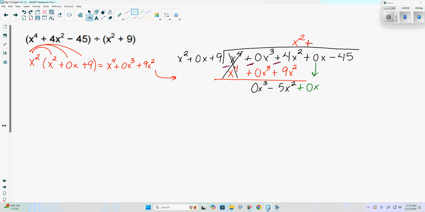Questions on this so far? Okay, we're going to repeat the process. What times x squared gives us 0x cubed? Well, we know we'll need an x, yes? And our number would be 0. Because the only way I can multiply x squared and get 0x cubed is 0x. Well, wait a minute. This one's the kind of funny one. Yes, because 0x cubed plus 0x squared plus 0x. So really, we could have just crossed that out and brought the next term down. That's really what we're doing.